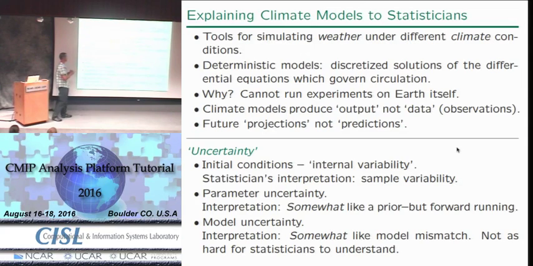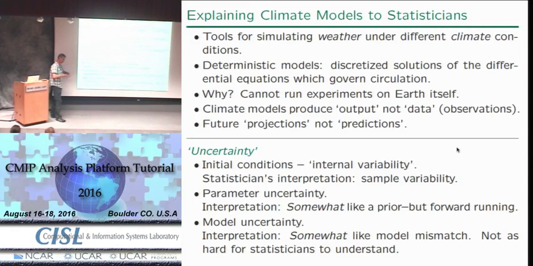I talk a little bit about how climate models produce output rather than data, and in the climate science world, people think of data as observations, although observations aren't always looking at thermometers, as we know, if you're looking at reanalysis or gridded product or something like that. And then I talk a little bit about how the climate science world is very careful to say we'll talk about future projections of climate, not predictions of climate, and a little bit about that.